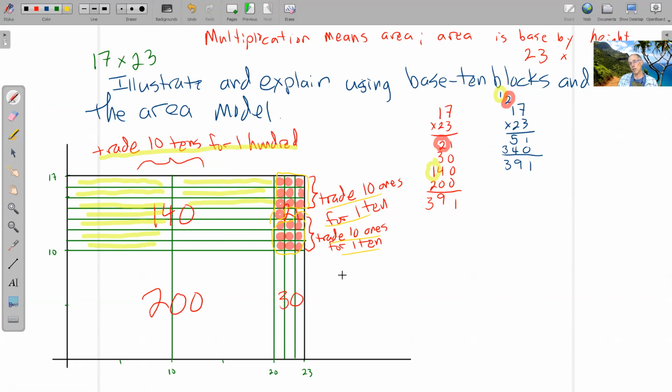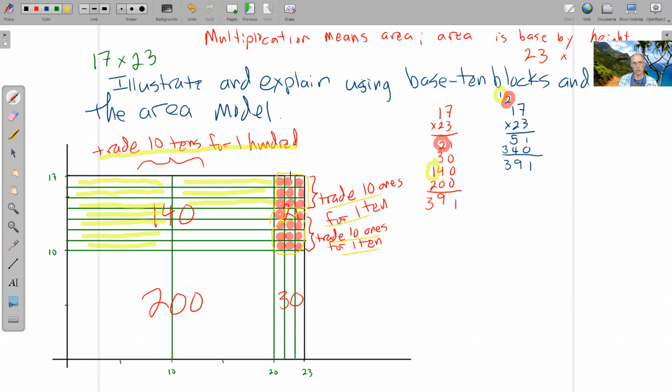Okay. You could have written instead trade 20 1s for 2 10s. That would be cool. But you have to acknowledge that's happening. Okay? Because pieces jumped ship, right? These 1s are no longer 1s anymore. They now live in the 10s column, right?